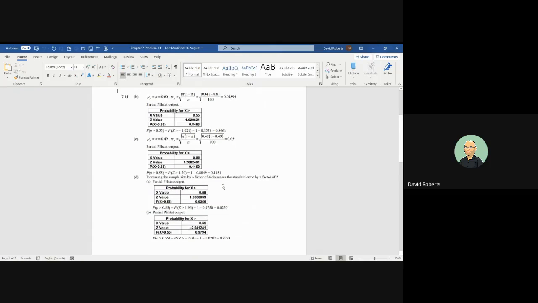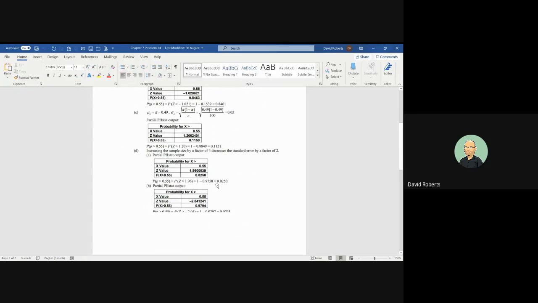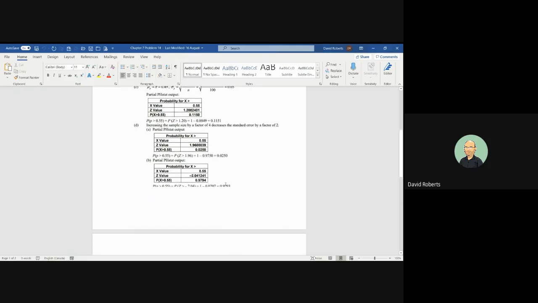So in part D, increasing the sample size to 400, and we redo A through C in this particular case. And we wind up with a different set of numbers. It gives us more accuracy. So you can see that if the person has 50.1%, now there's a 2.5% chance that they'll win. Remember, they have to get to 55.